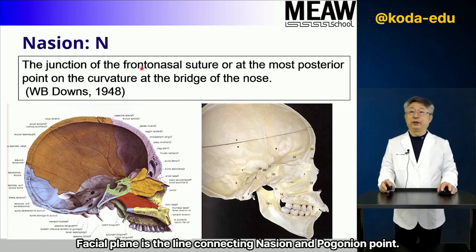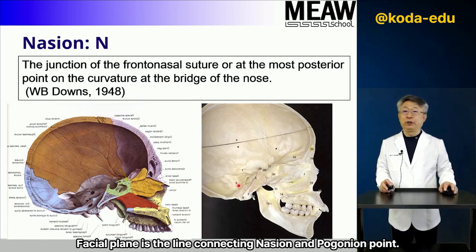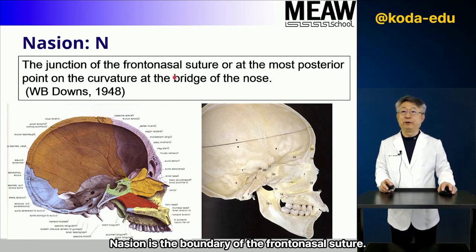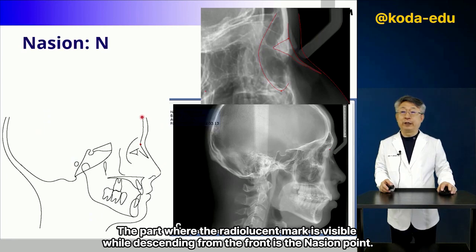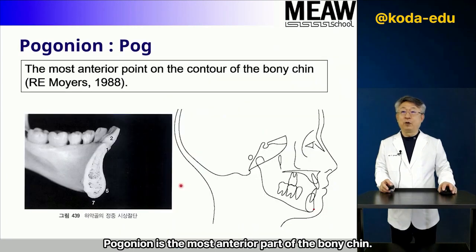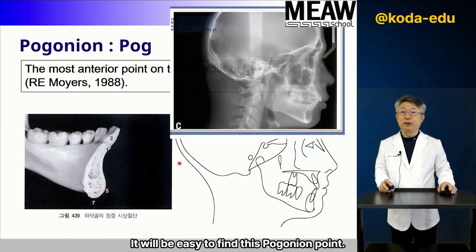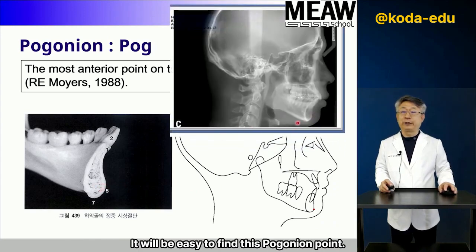Facial plane is the line connecting nasion and pogonion point. Nasion is the boundary of the frontonasal suture. The part where the radiolucent mark is visible while descending from the front is the nasion point. Pogonion is the most anterior part of the bony chin. It will be easy to find this pogonion point.